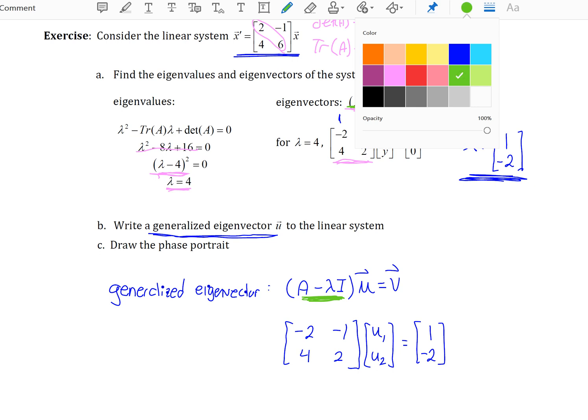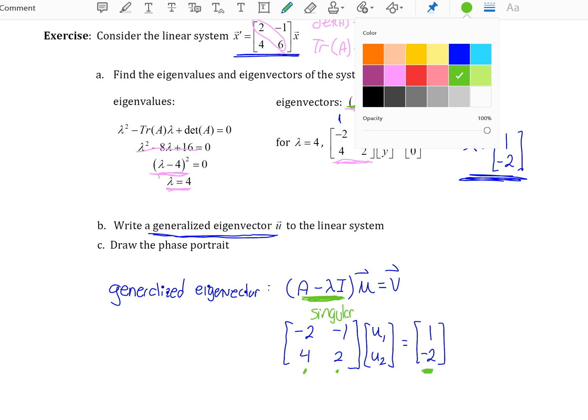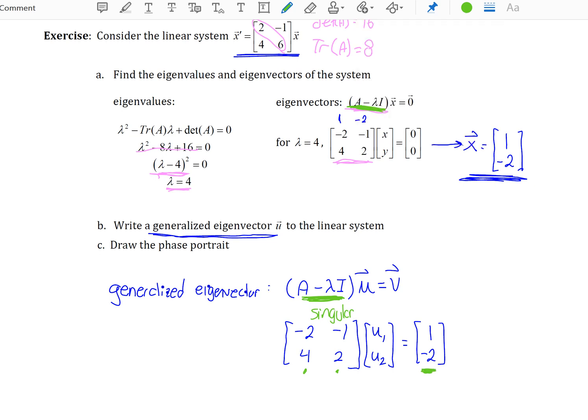Now remember, when we constructed this, the matrix is singular, meaning one of these columns is a multiple of the other. And we need to find a combination that produces this eigenvector back. Generally this can be done by inspection. Notice how this vector 1, negative 2 can be created from the first column, or how it can be created from the second column.